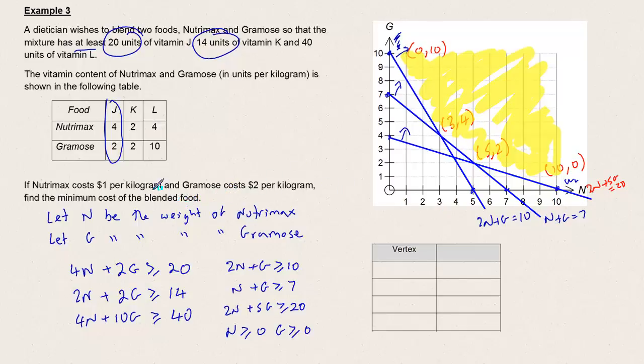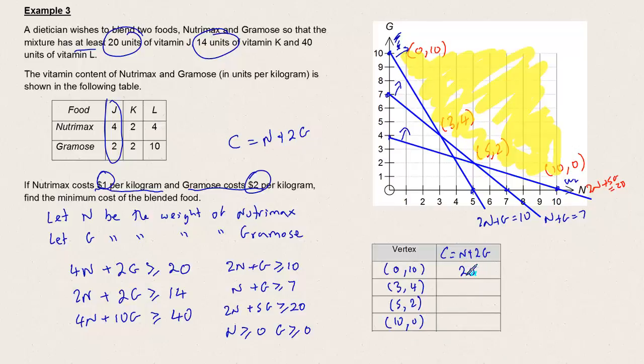Now we can see the cost function is going to be N plus 2G. Every kilogram of this costs $2, every kilogram of that $1. So that's N plus 2G. And we want to evaluate that at each vertex. So that's (0, 10), (3, 4), (5, 2), and (10, 0).